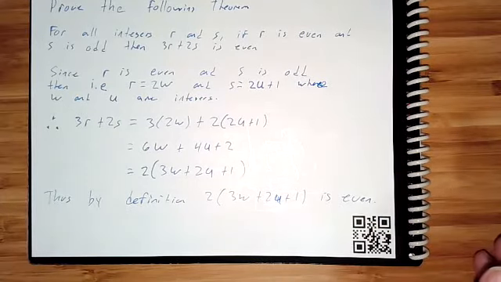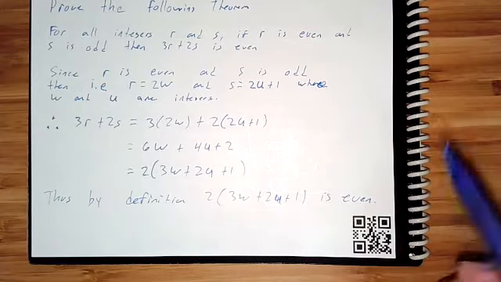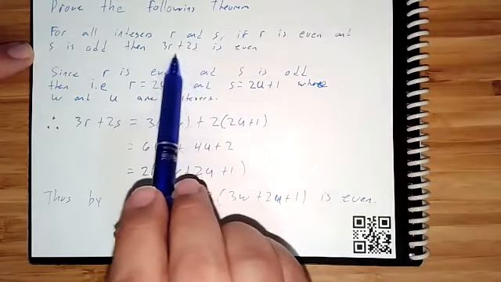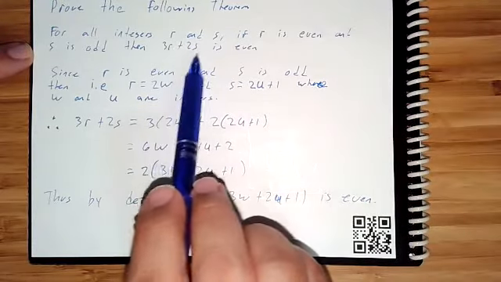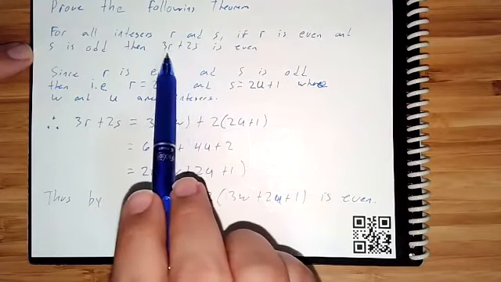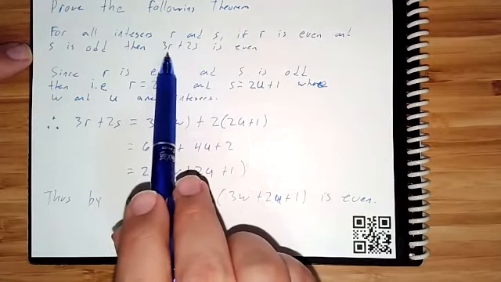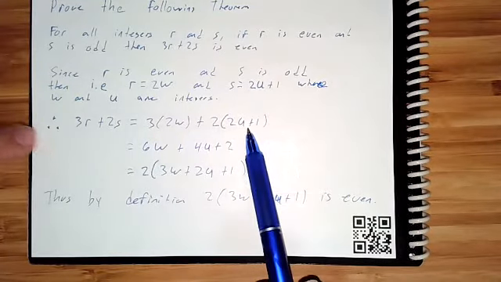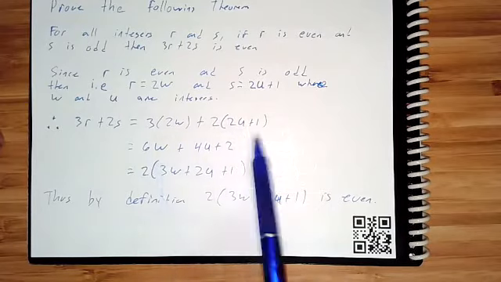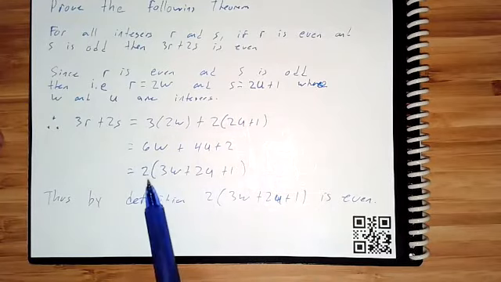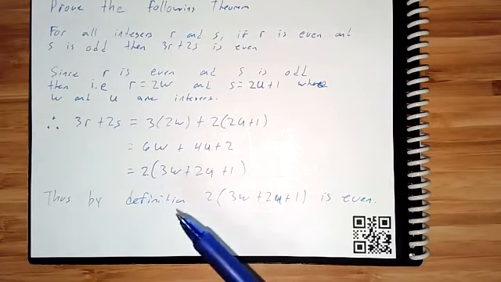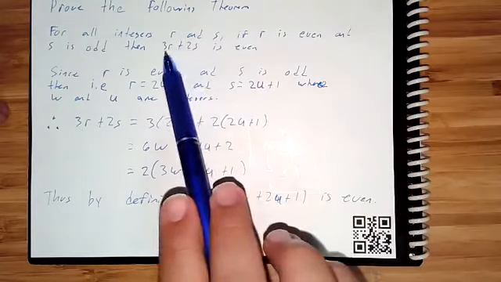You see how we're just using the definitions. Remember what they're asking for: they want to know that this is even. So that means I need to be able to rewrite this as something times 2, because that is the definition of even. First I use the definition of even here and odd there, do some basic math, factor out 2, and then you show that this now fits the definition of even. So that proves that yes, this will be even.